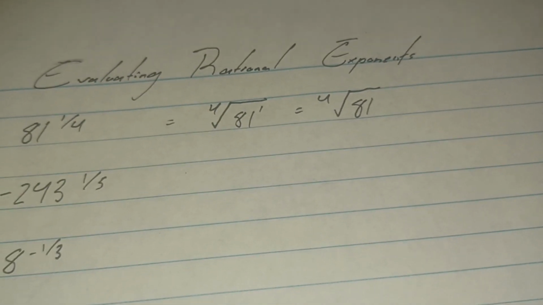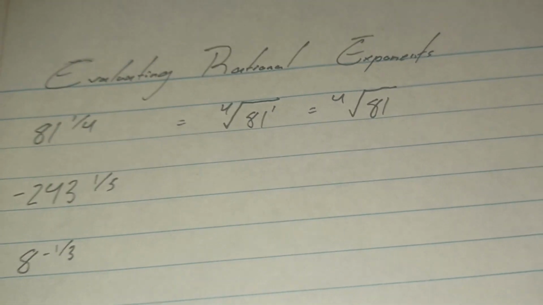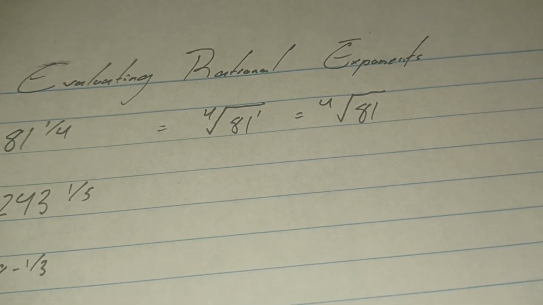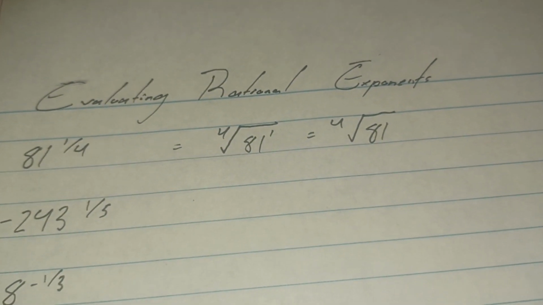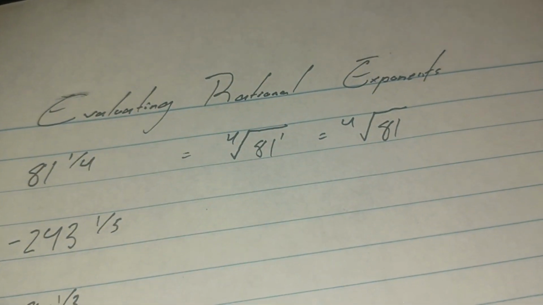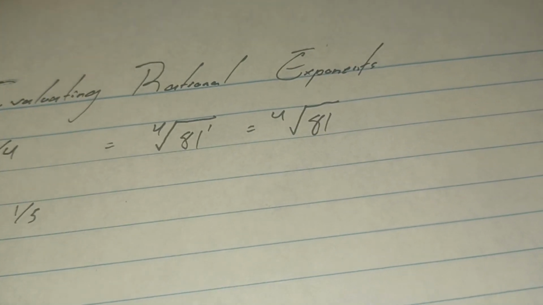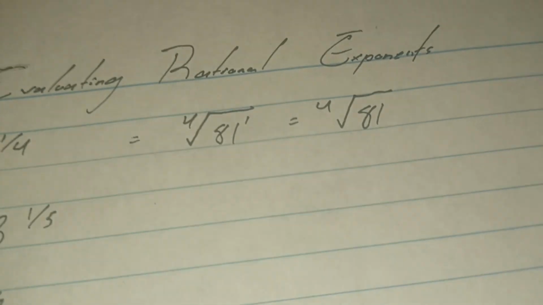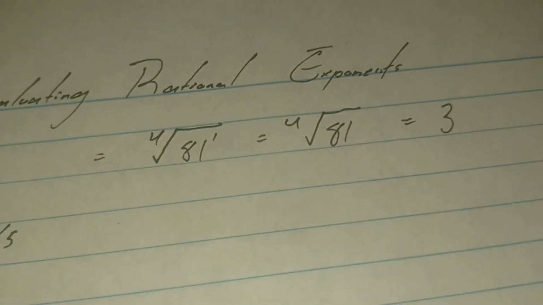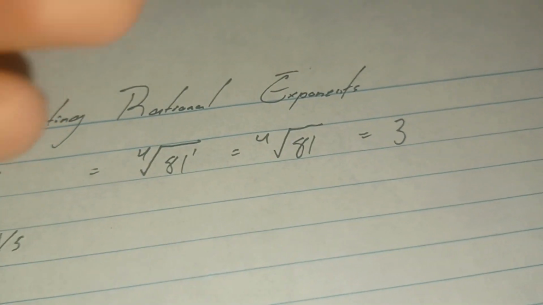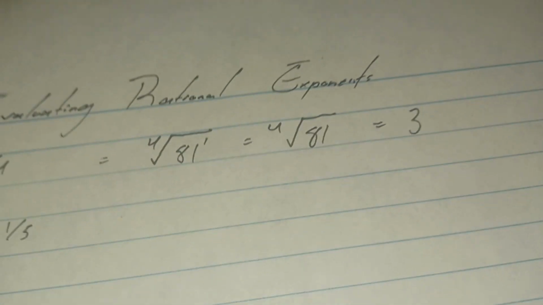So what this is basically telling us is what number multiplied by itself is going to give us 81. What number multiplied by itself 4 times is going to give us 81. So that number is going to be a positive 3, because 3 times 3 times 3 times 3 equals 81. So that is going to be our answer for number 1.